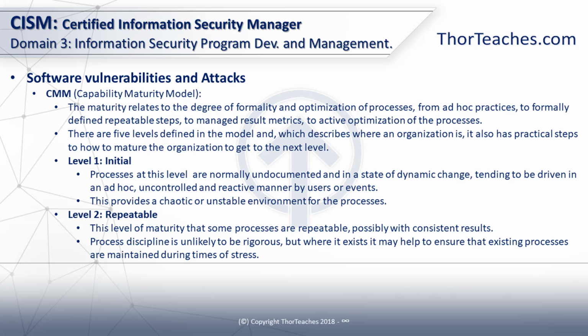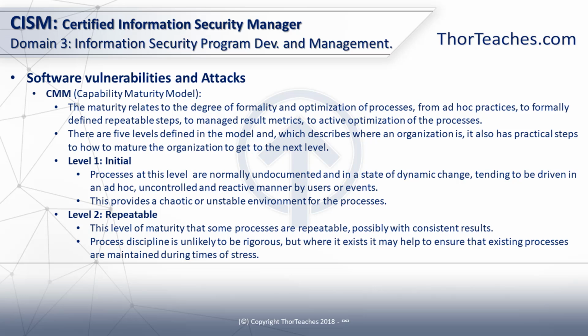And the model uses 5 levels: level 1, 2, 3, 4, and 5. And level 5 is where we want to end up. And as we level up, we get more and more organized, the processes and the outcomes are repeatable, and that is where we want to end up.